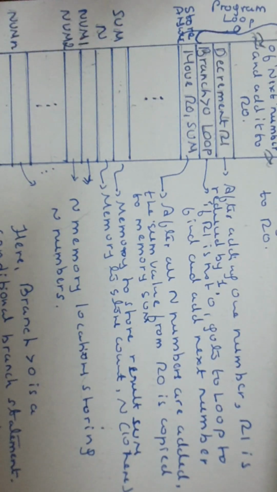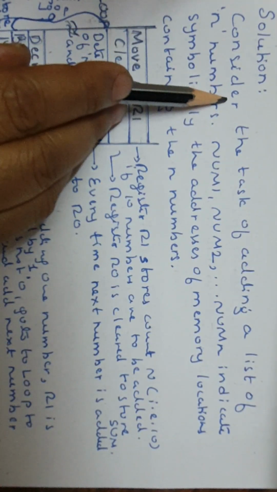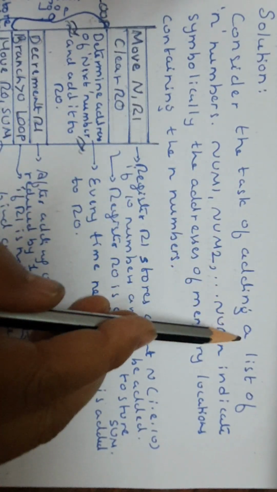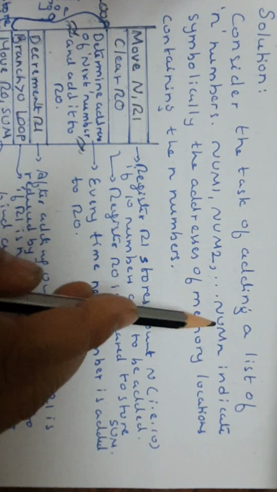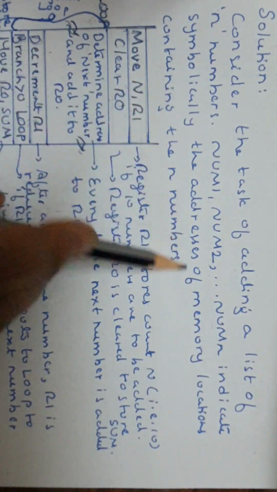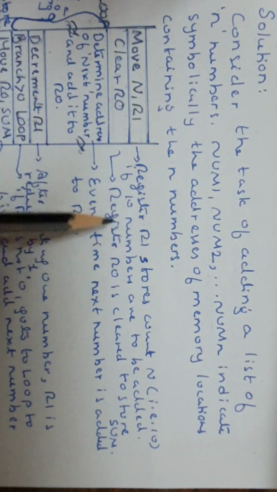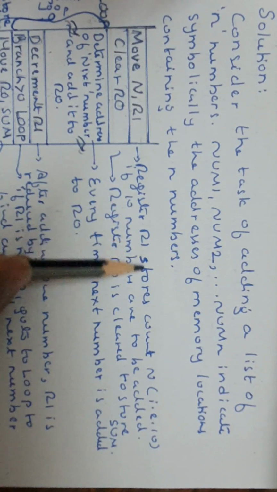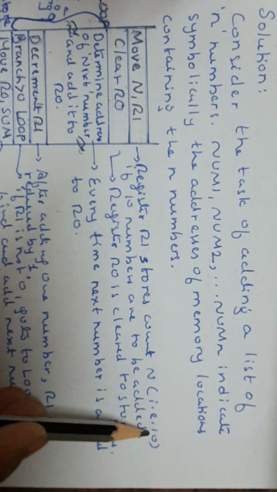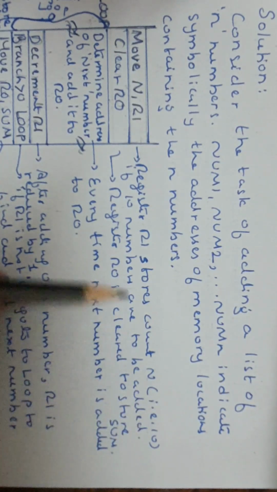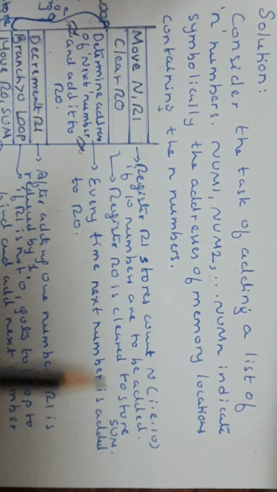So this block diagram we have to draw. The explanation we can write as follows. Consider the task of adding a list of n numbers. Num1, num2 till num-n indicate symbolically the addresses of memory locations containing the n numbers. Register R1 stores count n, that is 5 or 10, that is how many numbers we want to add. Register R0 is cleared to store the sum.